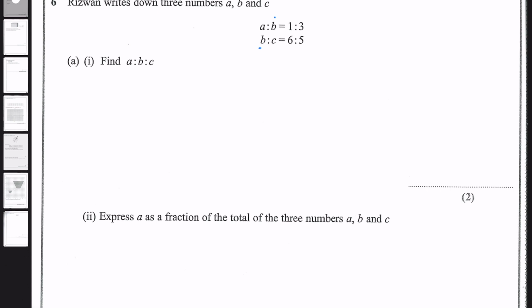So I'm going to try to turn that 3 into a 6. So I'm going to times it by 2 and times it by 2. And the new and improved A to B is now 2 to 6. Because 6 appears in both of our ratios, 6 to 5 and 2 to 6, then I know 2 and 5 have to go together as well. So it's going to be 2 to 6 to 5, A to B to C.